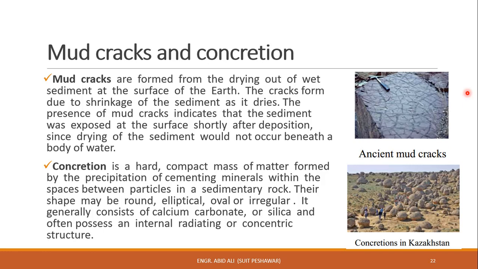Concretion is a hard, compact mass of matter formed by the precipitation of cementing material within the spaces between particles in a sedimentary rock. Their shape may be round, elliptical, oval, or irregular. It generally consists of calcium carbonate or silica and often possesses an internal radiating or concentric structure. In this corner, as you can see, the example is a concretion in Kazakhstan.